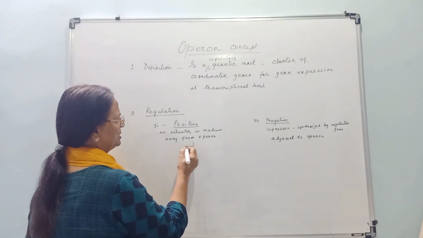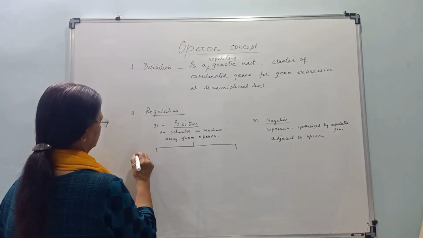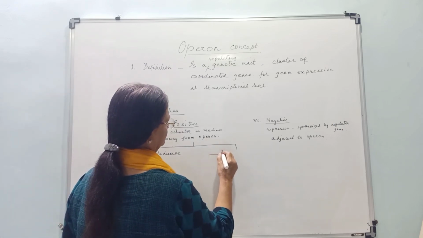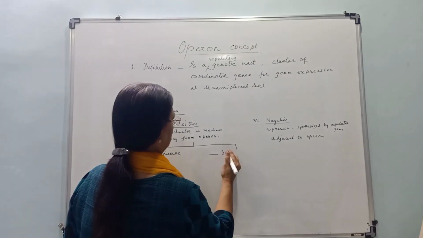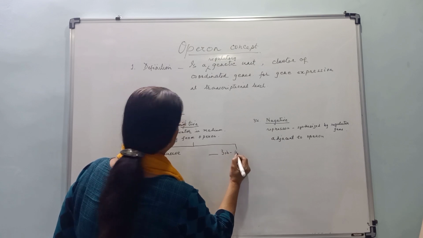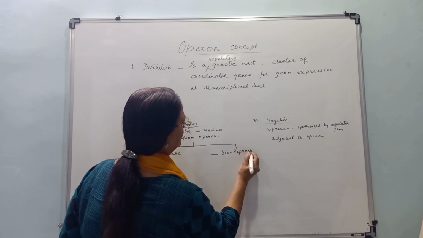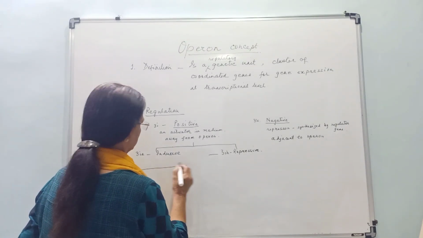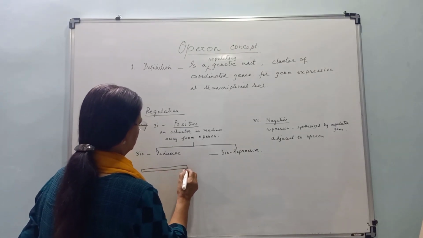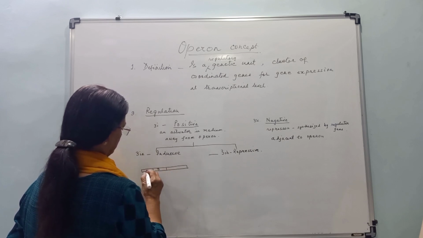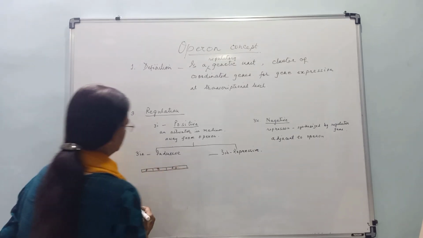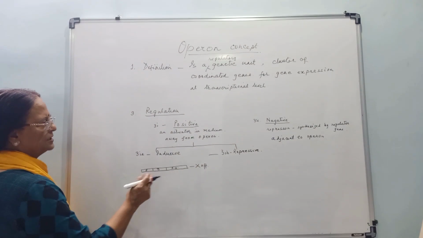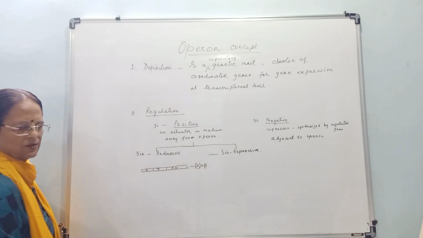Now the positive regulation can be of two types. One is inducible and the other is repressible. In the inducible type of regulation, the gene expression is stopped, blocked, inhibited. This is the operator, this is the promoter, and this is the structural gene. And here it is generally off, it is blocked, and no synthesis of the protein is taking place.